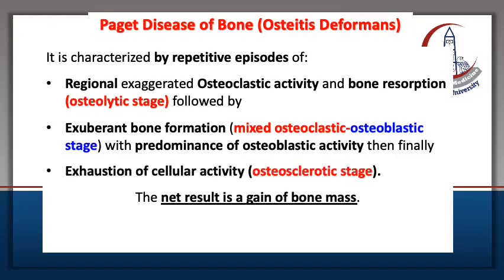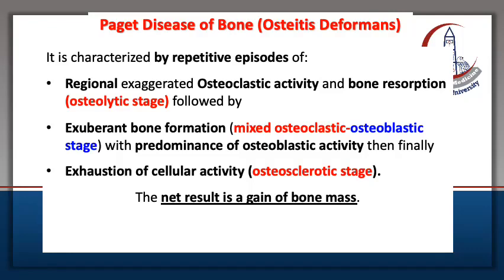Finally, there is an exhaustion stage of cellular activity, and there is no new division of osteoblast, but there is a laying down of bone matrix, and this stage is called the osteosclerotic stage. The net result will be a gain of bone mass.